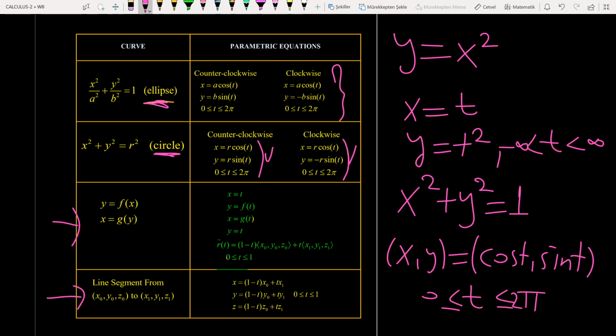And you can parameterize any curve, any ellipse, any circle, any line segment. It's possible to parameterize everything. And the parameterization is especially useful for us when we solve line integral problems.